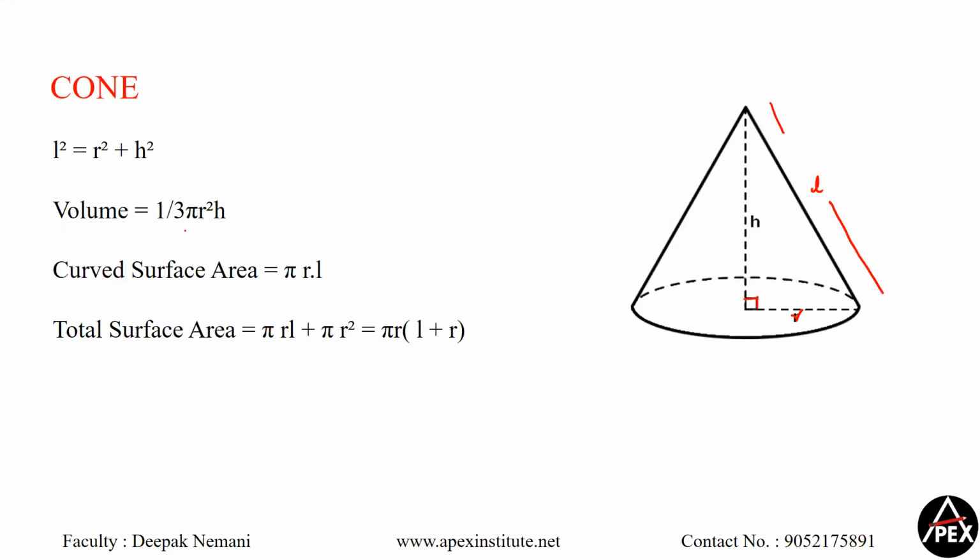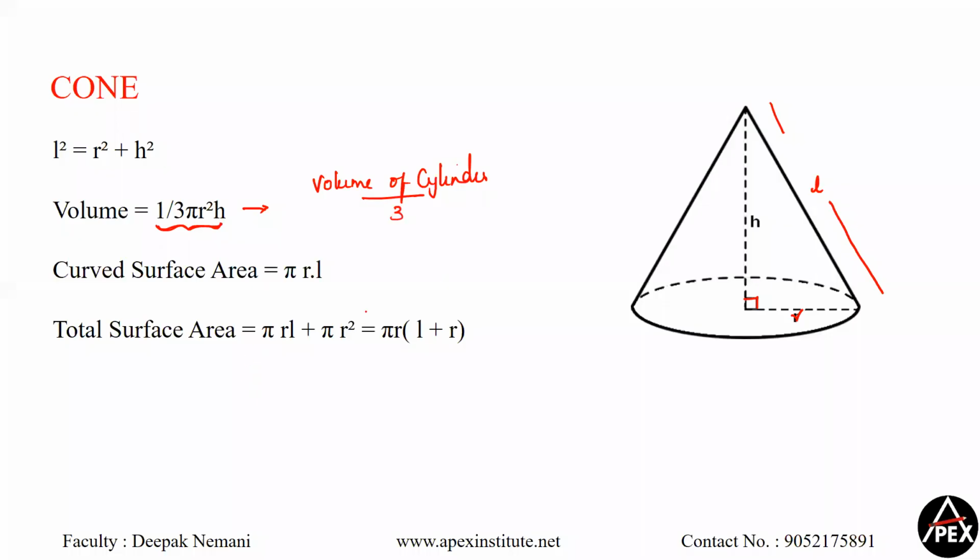Now to calculate the volume of a cone, it will be 1 by 3 pi r square h. Any observations here? Did you observe something? Compare it with the cylinder: the volume of a cone is one third of the volume of a cylinder.